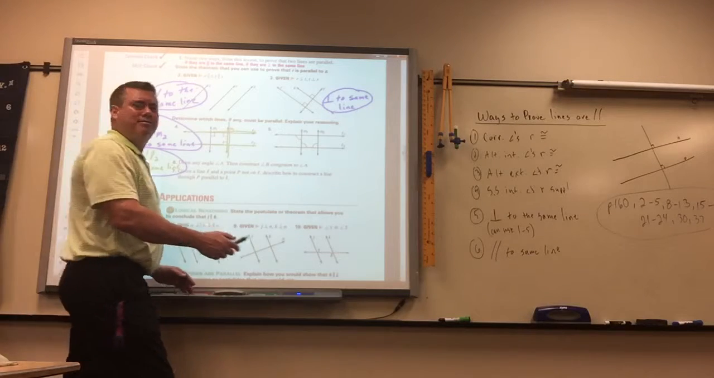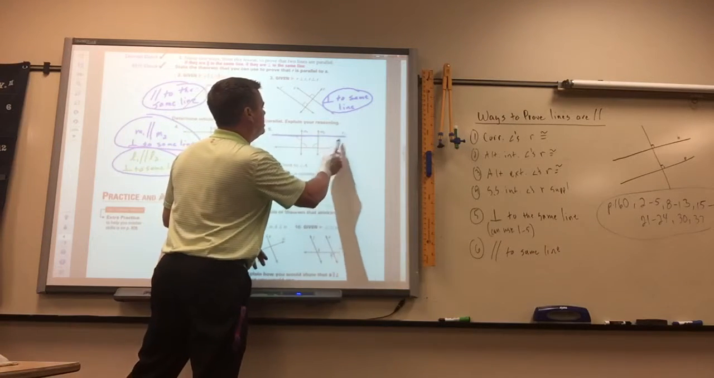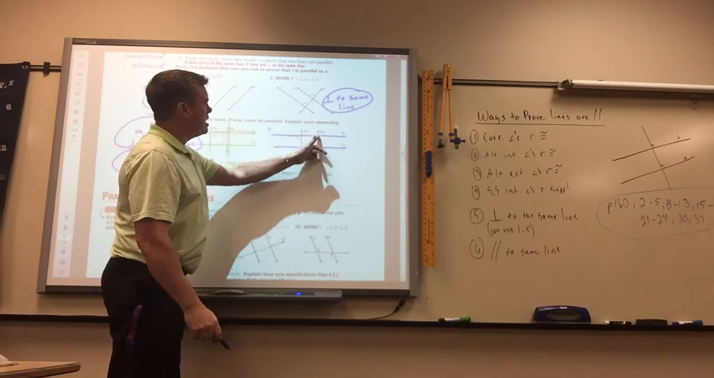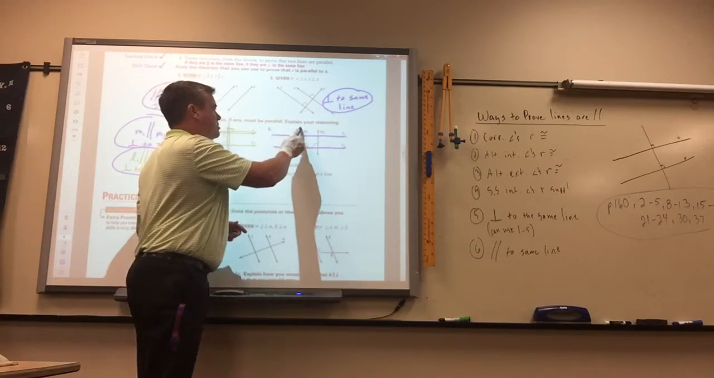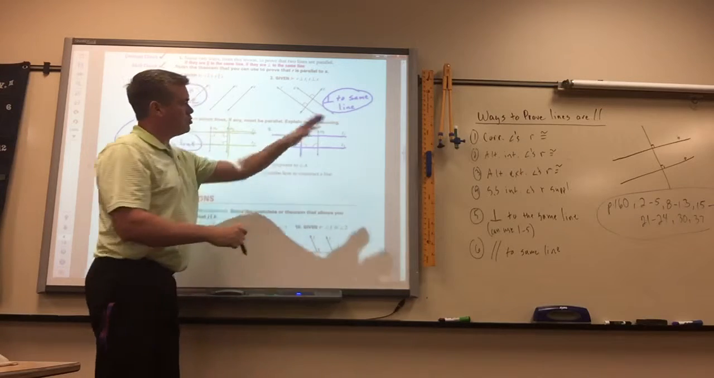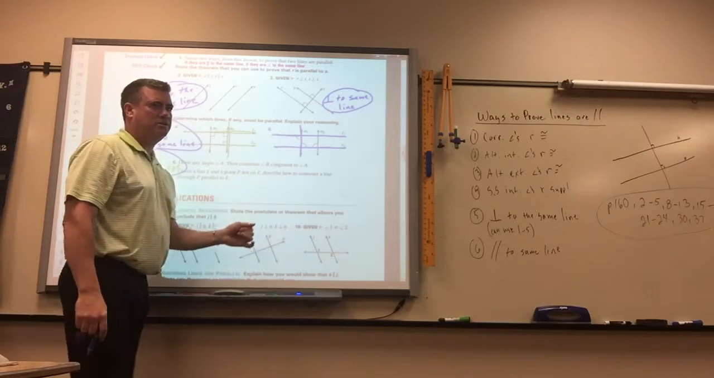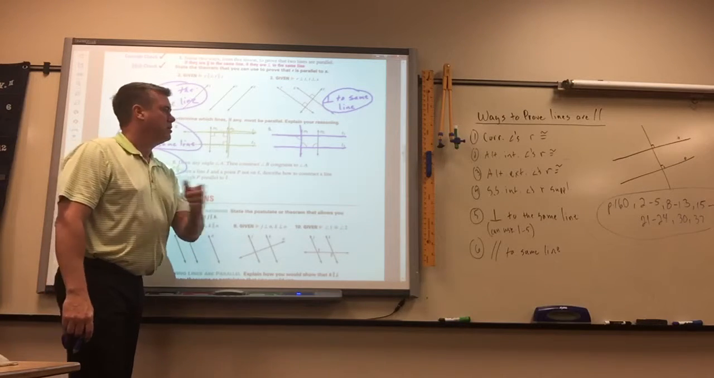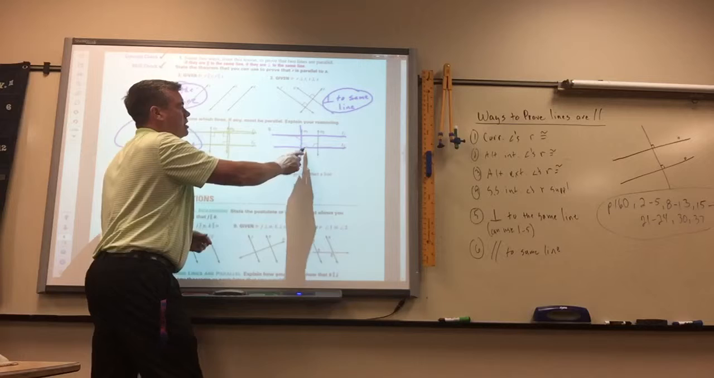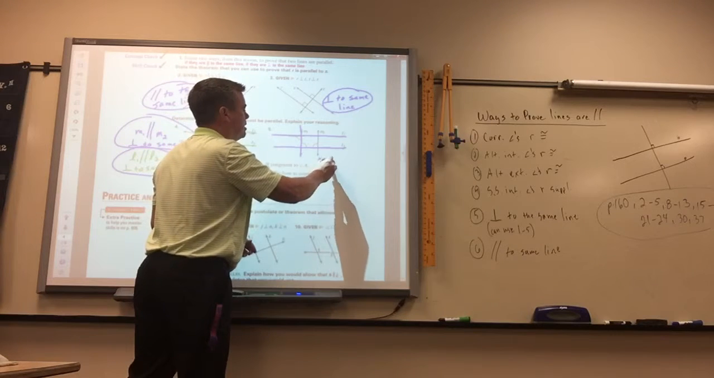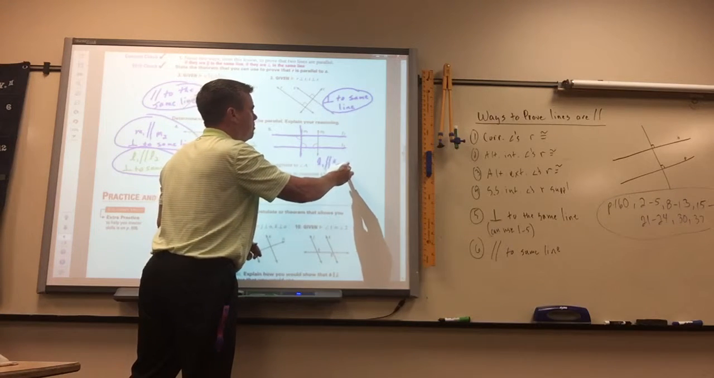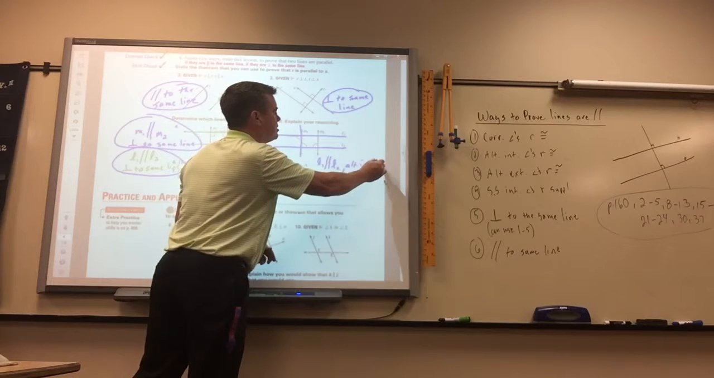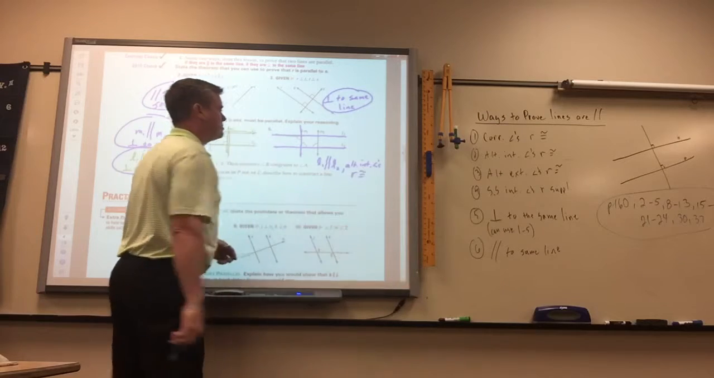So for 5, L1 and L2, I can't use this line because there's nothing marked up here, but I can use this. Is there any one of those reasons that make L1 parallel to L2? Alternate exterior. Close. Interior. They're inside, so these are alternate interior. So L1 is parallel to L2 because alternate interior angles are congruent.